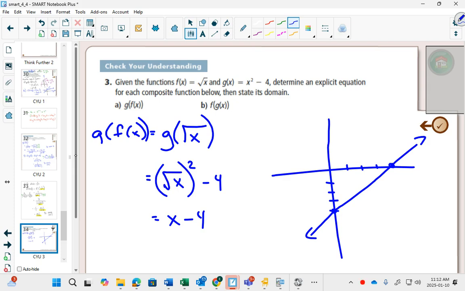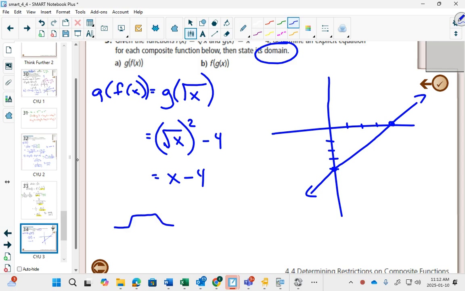That is the right line. I didn't make a mistake in drafting a line. But the problem is with the domain. When you look at your final answer, you would say your domain is everything. But what we have to consider with the composition of functions, and we can show it with the machines, is that you had two machines. You first put stuff into f, and then you put stuff into g. The rule for f was the square root of x, and the rule for g was whatever you put in, you square, and you minus 4.